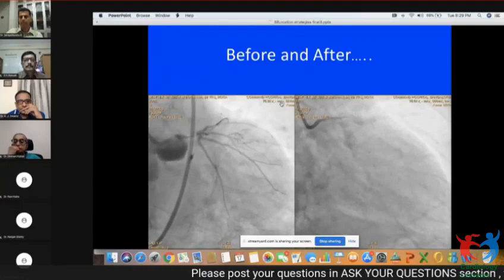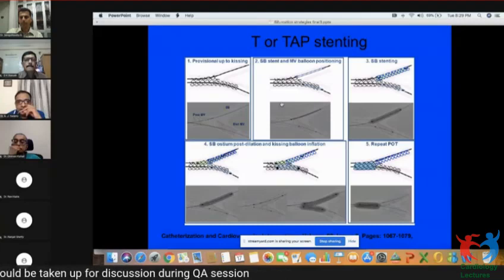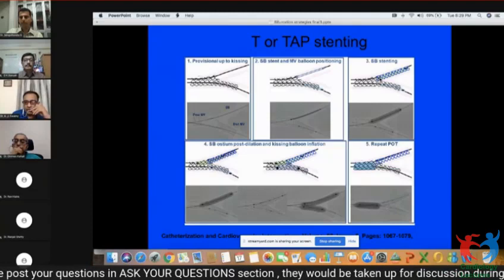Now, T or TAP, as I said, provisional, up to provisional, it's the same. Once we scaffold the part of the side branch opposite the main vessel, opposite the flow divider, we then bring in the side branch stent, and this allows us, if one has done a proper distal cross, to properly scaffold the ostium of the side branch, producing a minimal metal neocarina.